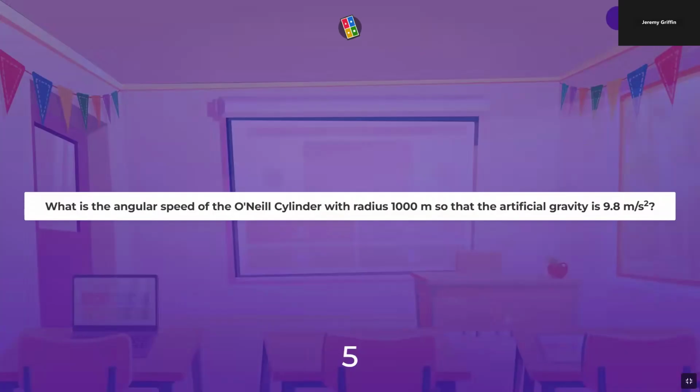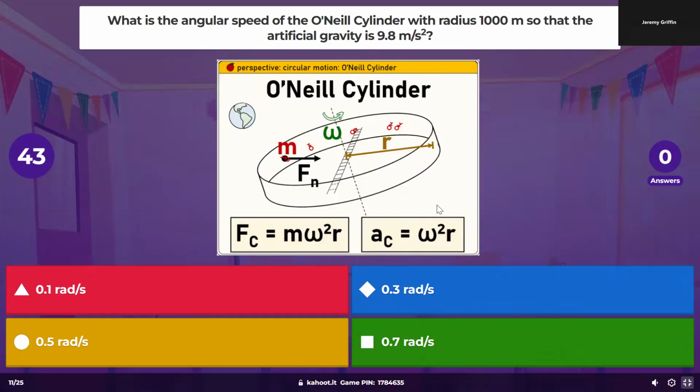All right, what is the angular speed of the O'Neill cylinder? Radius 1,000 meters, so that you can target an artificial gravity of 9.8 meters per second squared. Okay, it's right here.